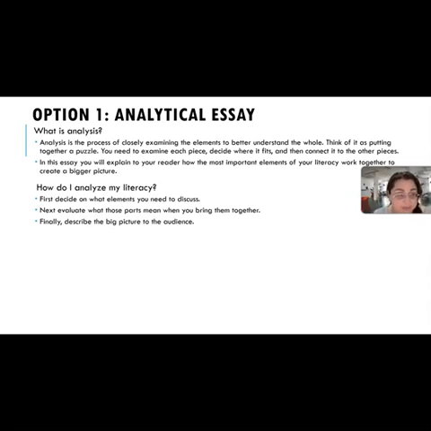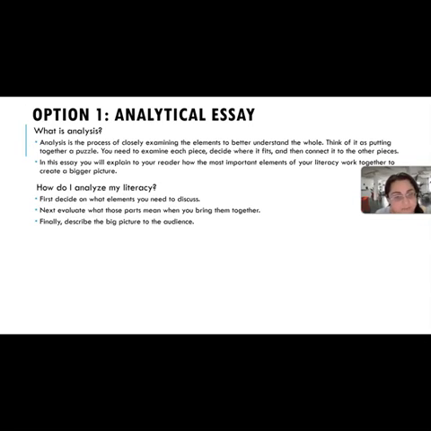So for example, let's say my literacy is gaming, then my puzzle, my big picture might be something along the lines of Dungeons and Dragons continues to influence tabletop gaming even to this point today, or Dungeons and Dragons is one of the most important games in tabletop gaming. Something along those lines. So I have a big picture, right? That's really the thesis or that main idea.